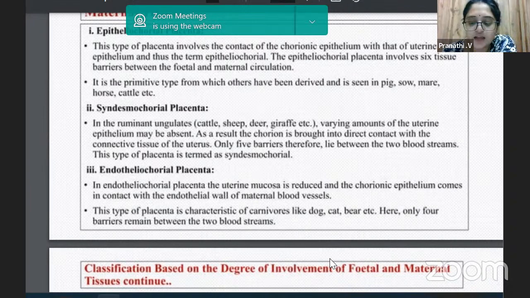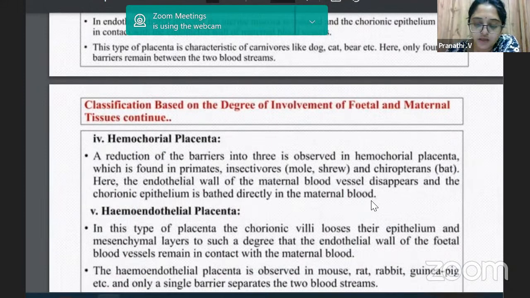And then you have the hemochorial placenta. Hemochorial placenta is seen in primates, including man, lemur, apes, and then different kinds of insectivores, bats and rodents. So discoidal and metadiscoidal placentae are of this type. And so there's a forcible tearing away of the maternal tissue. That is why there is a lot of bleeding, and maternal blood flows and drains out through the uterus.